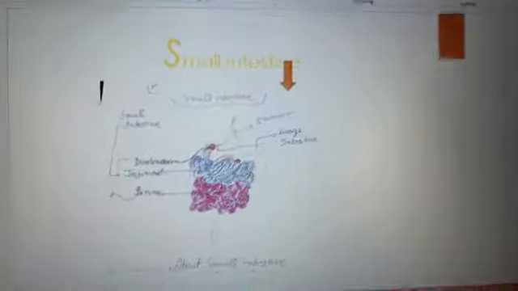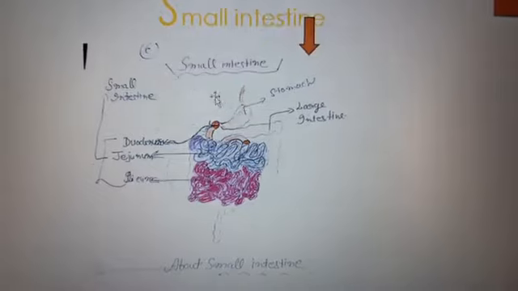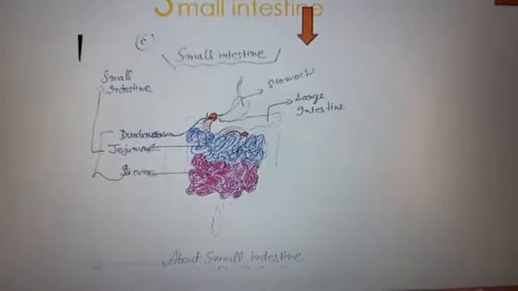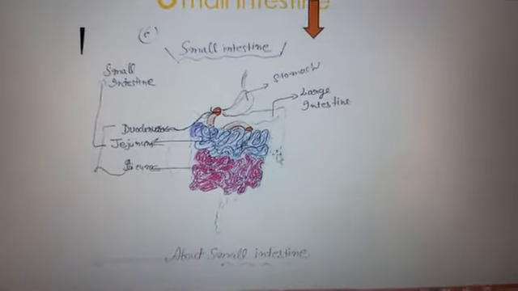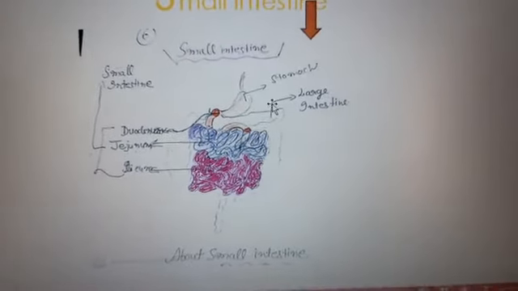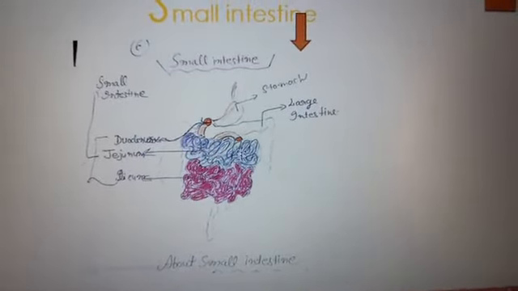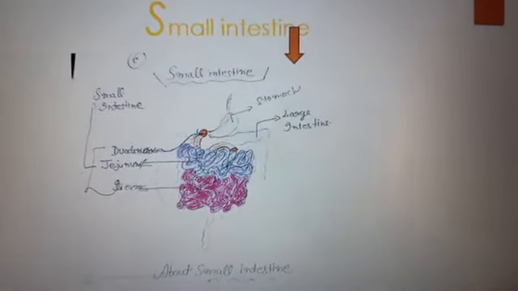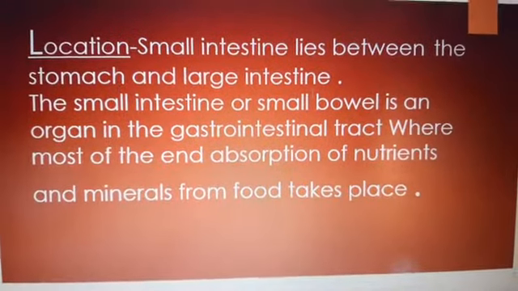Here we can see this diagram of the small intestine. I have already drawn it here. This part is the duodenum. The blue part is showing the jejunum. This is the ileum. This is the large intestine and this is the stomach. So the small intestine lies between the stomach and large intestine.